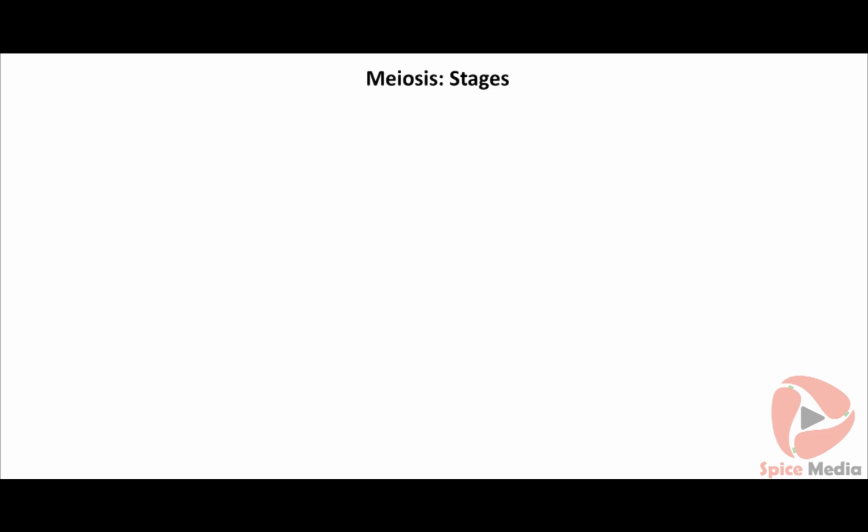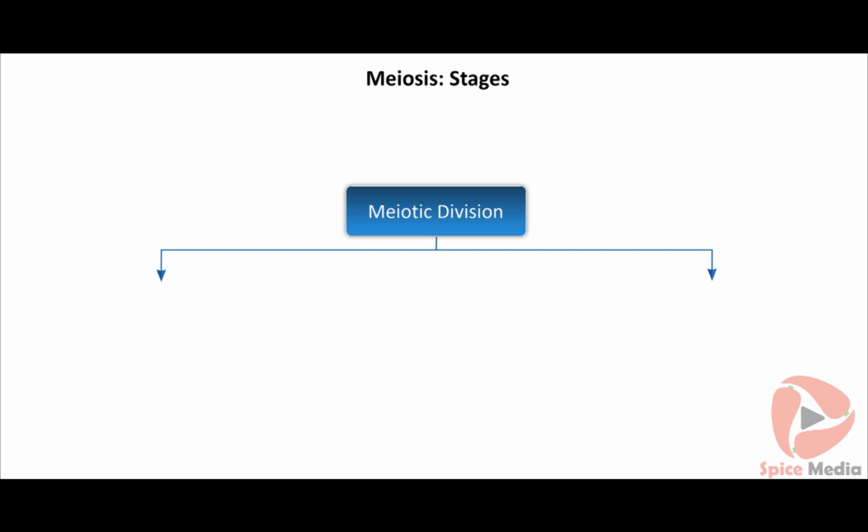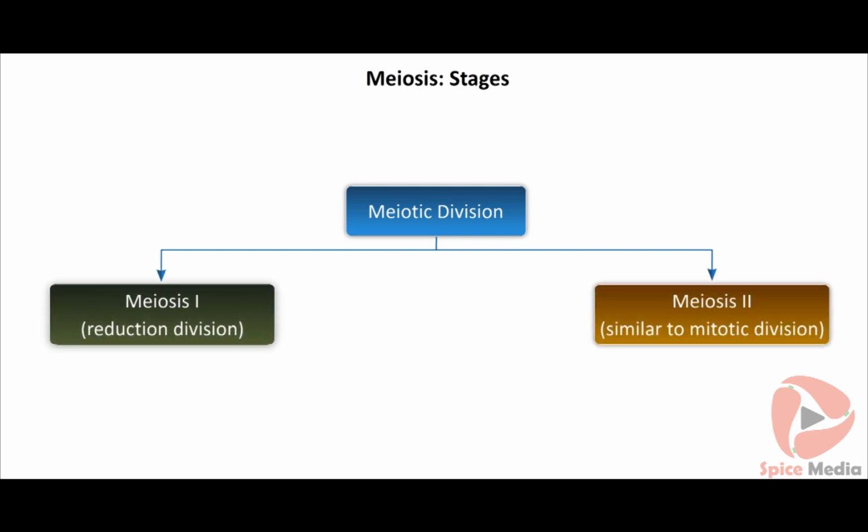Meiosis. Stages. During meiosis, the nucleus divides twice. These divisions are called meiosis I and meiosis II. In meiosis I, the daughter cells receive only one set of chromosomes. That is, reduction in the number of chromosomes occurs in meiosis I. Meiosis II is a simple mitotic division which occurs immediately after meiosis I. Watch the animation to learn in detail about meiotic cell division.